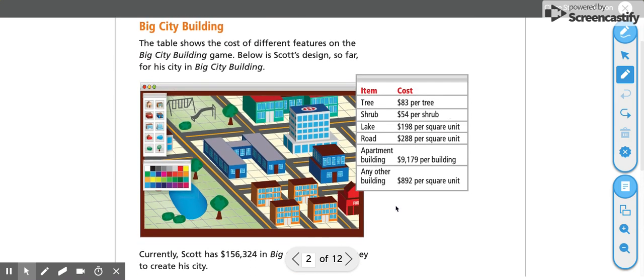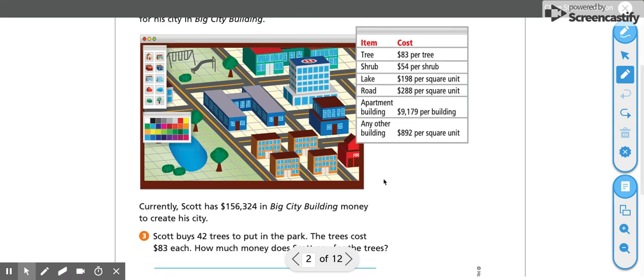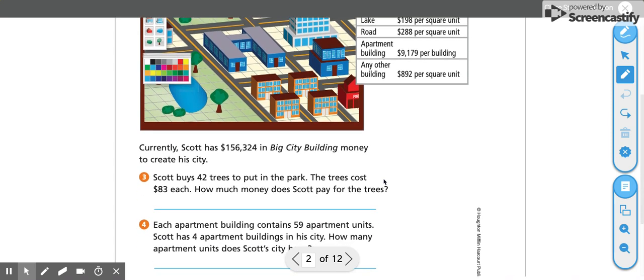So we're still at the same city. It gives me some other information here that we might need. Let's go ahead and read. It says, currently Scott has $156,324 in Big City Building money to create his city. Number 3 says, Scott buys 42 trees to put in the park. The trees cost $83 each. How much money does Scott pay for the trees?